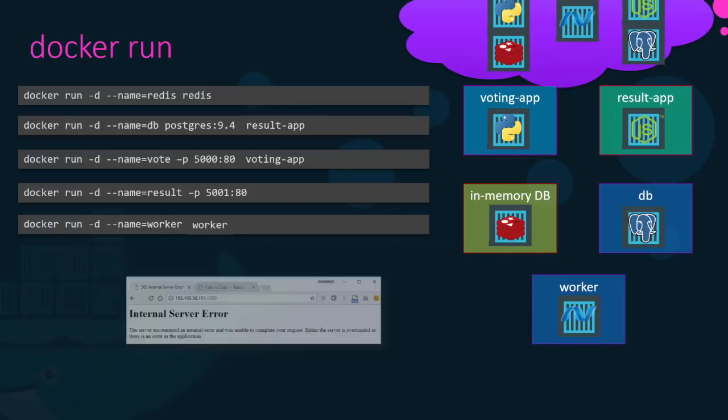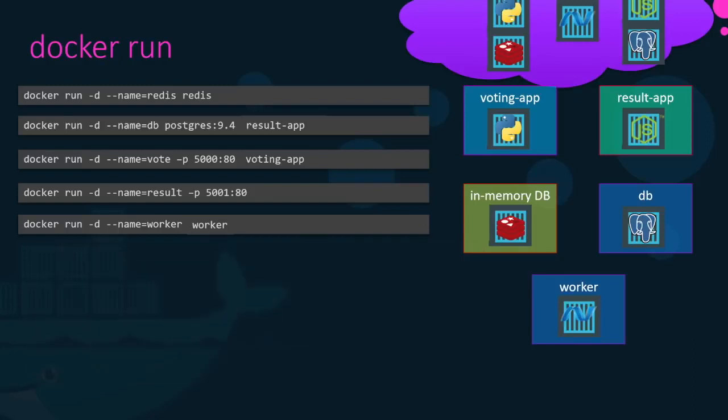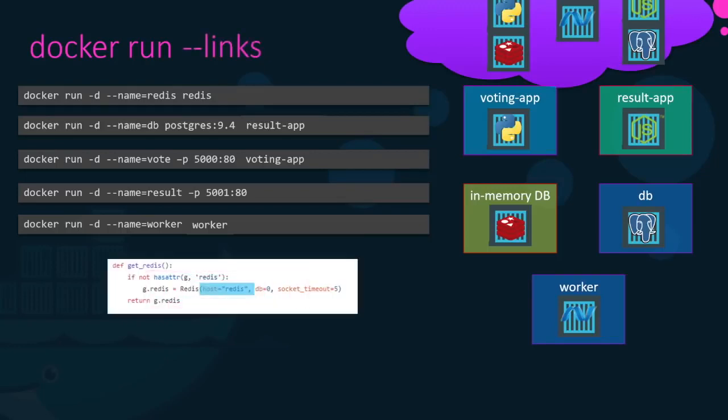So how do we do that? That is where we use links. Link is a command line option which can be used to link two containers together. For example, the voting app web service is dependent on the Redis service. When the web server starts, as you can see in this piece of code on the web server, it looks for a Redis service running on host redis. But the voting app container cannot resolve a host by the name redis.